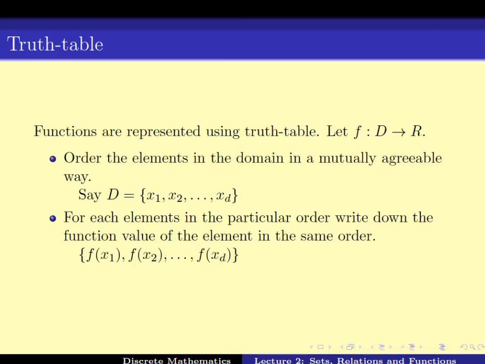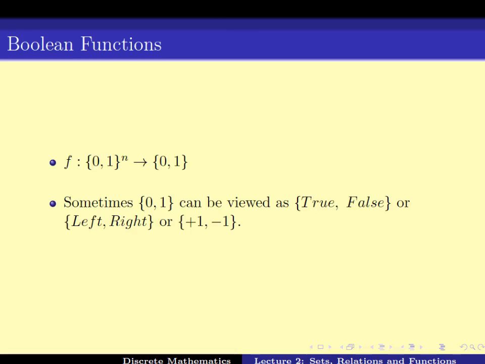Now, in this course, there will be one particular type of function we will be looking at a bit more carefully. These are called Boolean functions. Boolean functions are functions where the domain set is {0, 1} to the n, the n-dimensional hypercube, and the output is 0 or 1. This 0, 1 can be viewed in different ways. You can think of 0 representing true, 1 representing false, or 0 representing left, 1 representing right, and so on and so forth. Depending on our need and the context of the problem, we will interpret the 0 and 1 differently.